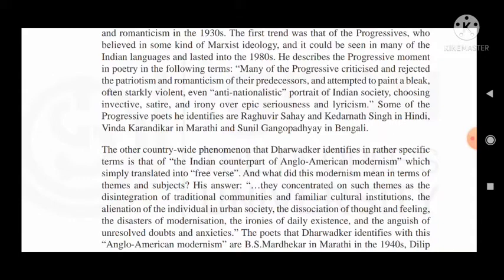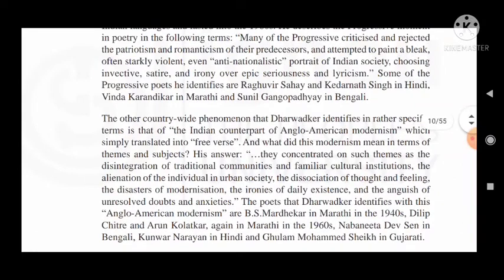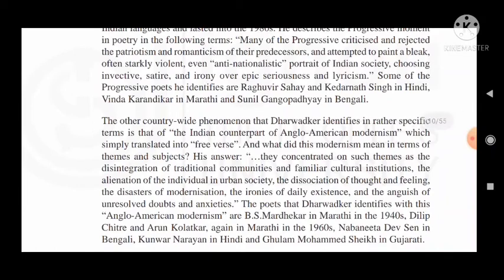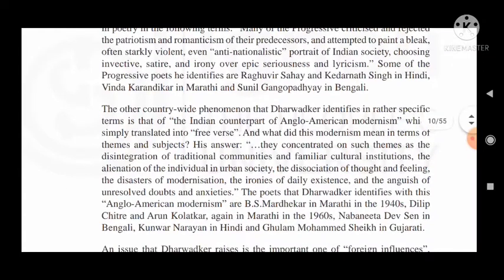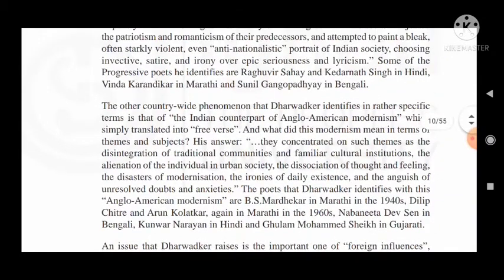He describes the progressive movement in poetry in the following terms. Many of the progressives criticized and rejected the patriotism and romanticism of their predecessors and attempted to paint a bleak, often starkly violent, even anti-nationalistic portrait of Indian society, choosing invective, satire, and irony over epic seriousness and lyricism.